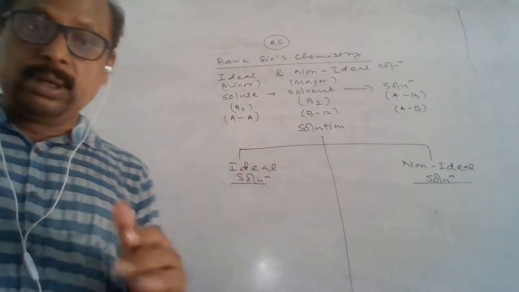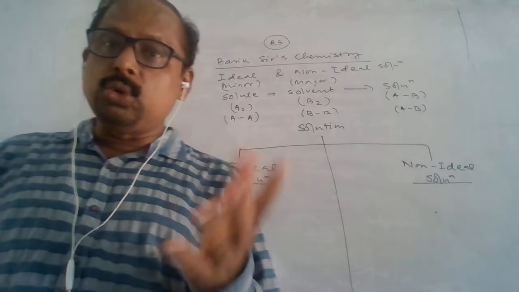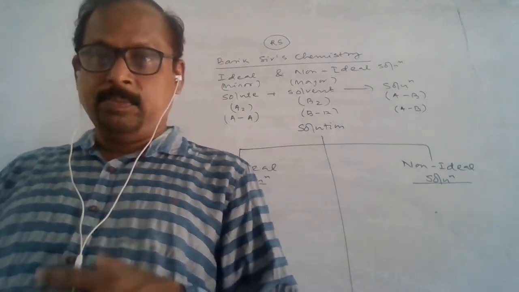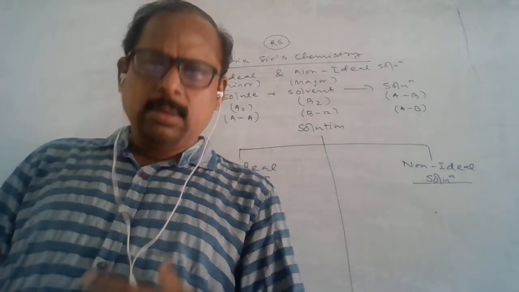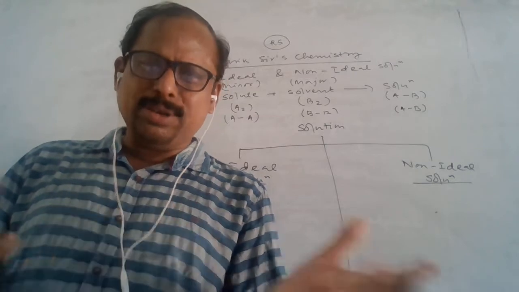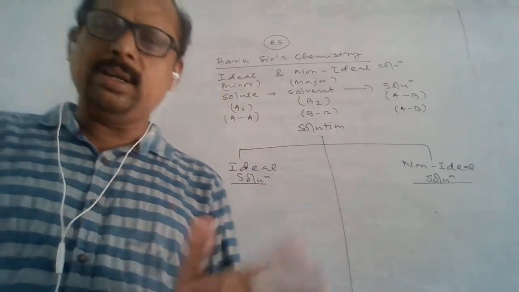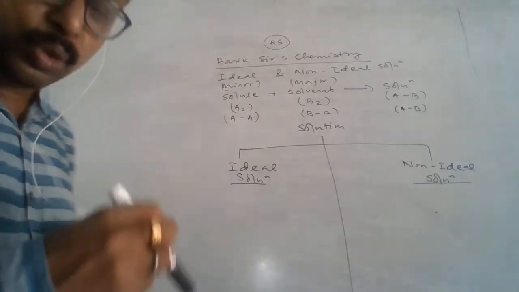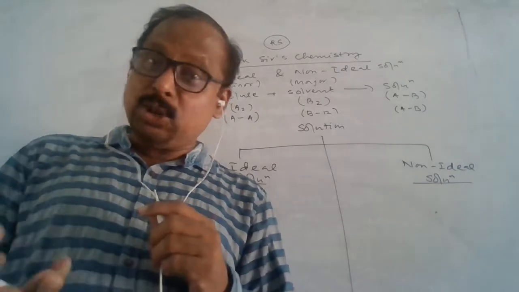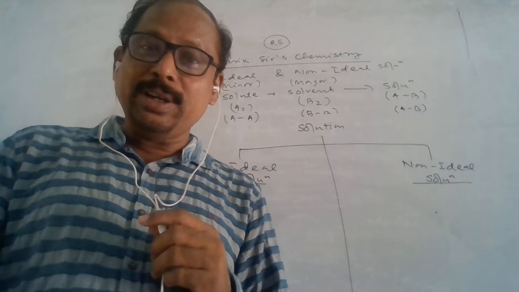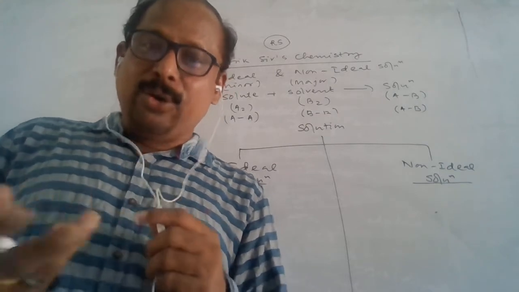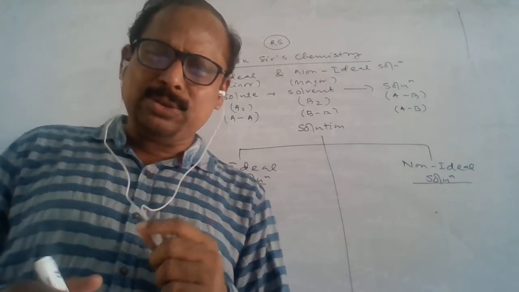But practically, if you understand, no solution is perfectly ideal. All are non-ideal solutions. But to some extent we consider that it may be ideal. Very close to ideal, not perfectly ideal. So no solution is perfect, just like no student is a perfectly ideal student. All are approaching the ideal student.